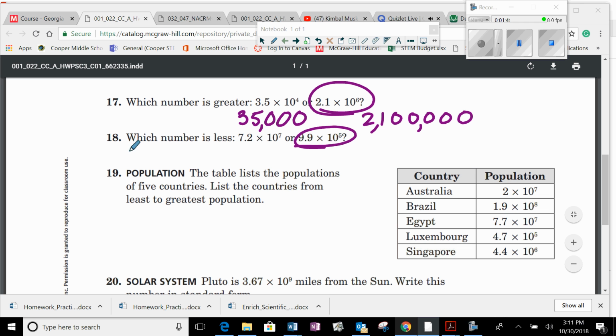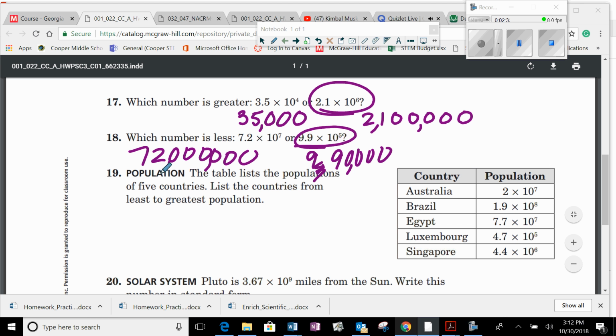Okay? So this would be 7, then 1, 2, 3, 4, 5, 6, 7. And then this would be 9, then 1, 2, 3, 4, 5. Oops, that's the wrong decimal place, sorry. So that would be 990,000 versus 72 million. Well, which one's less? 990,000 is less.